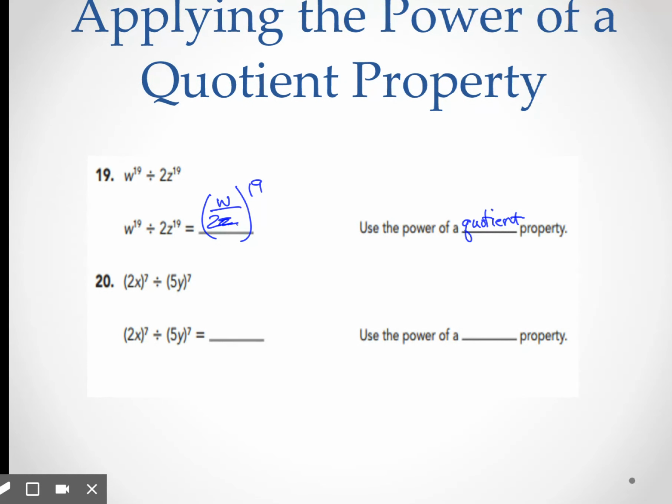In number 20, 2x to the 7th power divided by 5y to the 7th power. Because they are both raised to the 7th power, I can use the power of a quotient property. So I'm going to put both my dividend and divisor into the fraction form here: 2x over 5y, all to the 7th power. 2/5 is in simplest form since the greatest common factor is 1. And again, because we do not know the values of the variables x and y, we can't simplify that anymore either.